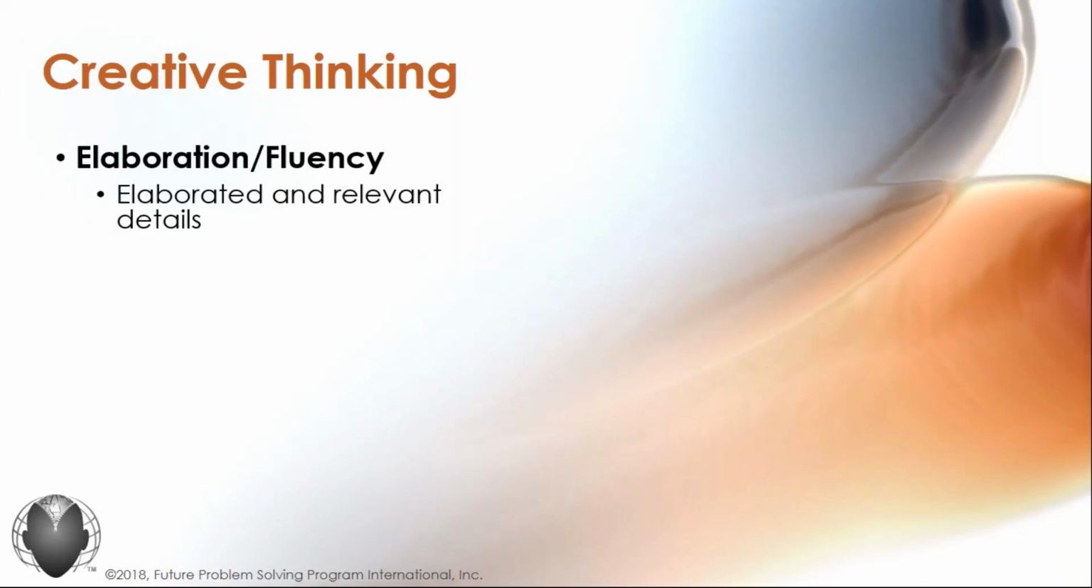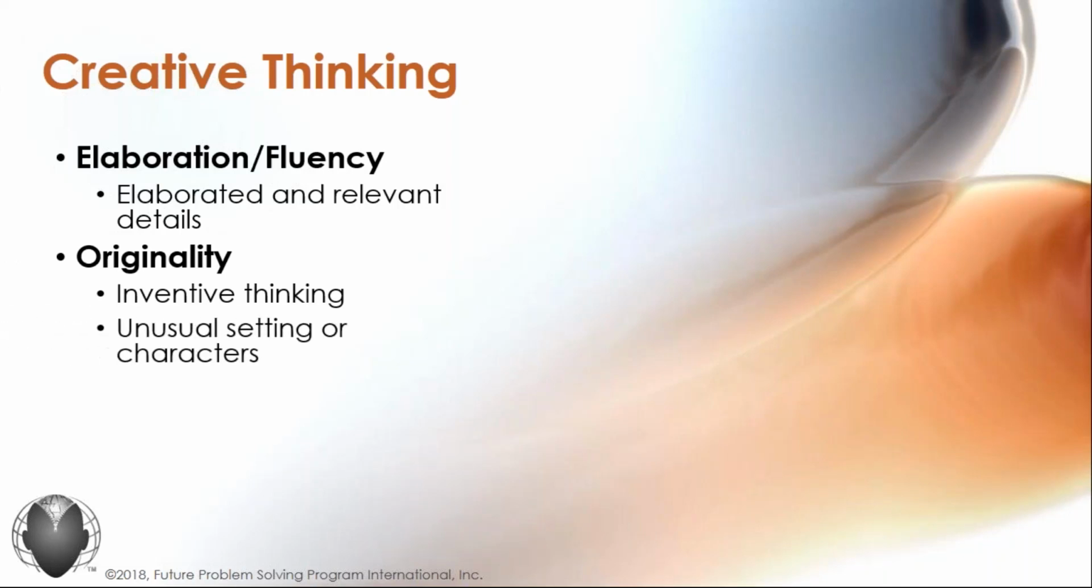So the first criterion we're going to take a look at is creative thinking. This one is rated up to 10 points the students can earn for this one. So we want to take a look at elaboration and fluency. Did the students elaborate, and were they fluent in those details, making those details really enable us to see and hear what they were saying? Did they have originality? Were there inventive ideas in there that you're not seeing in other scenarios of the same division? Maybe their setting or their characters have unusual aspects to them.